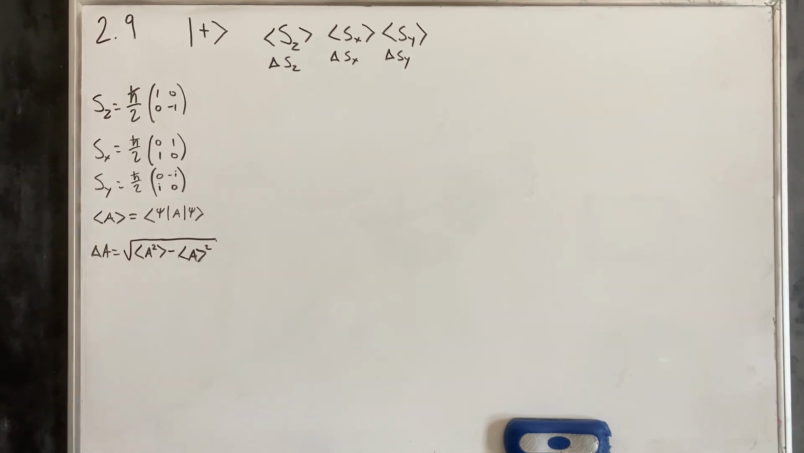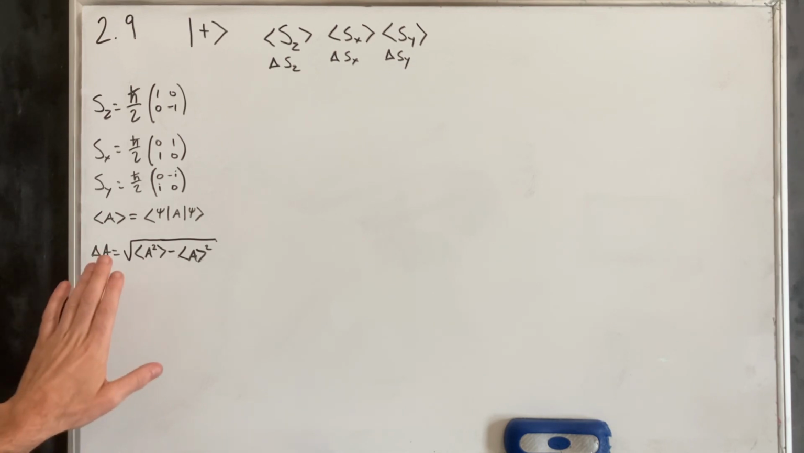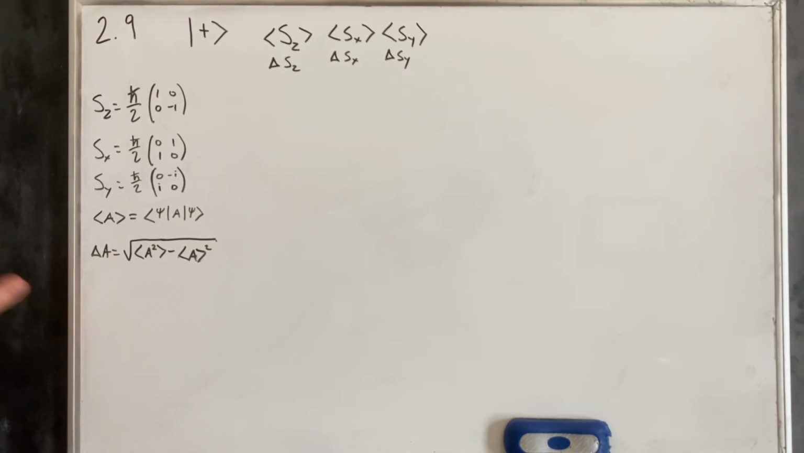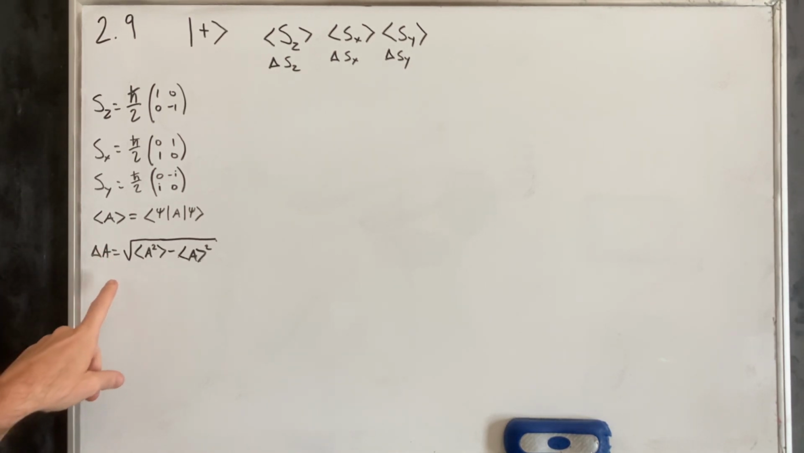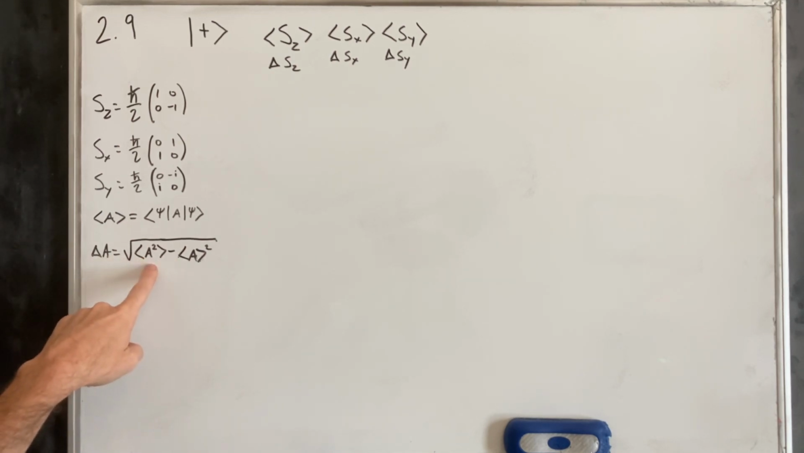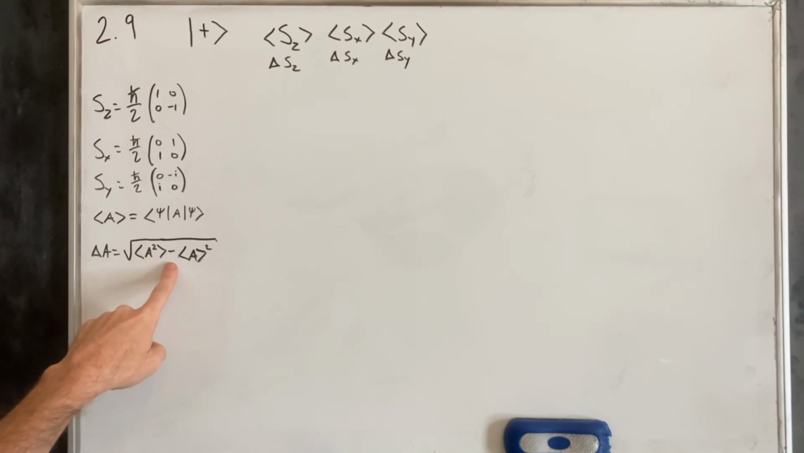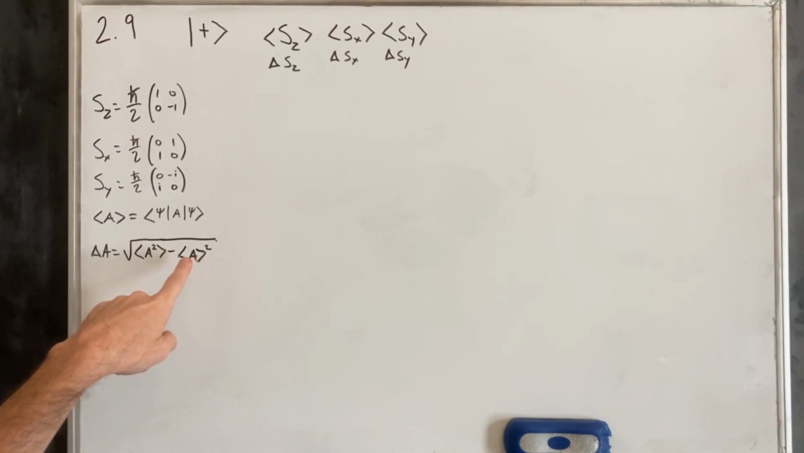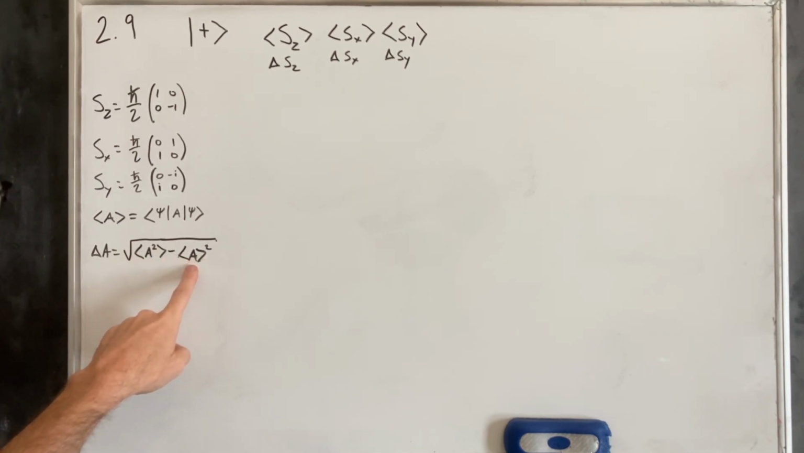To find the expectation value, we sandwich our operator in between the bra and ket of our state. And the uncertainty is going to be the standard deviation, or RMS deviation. It's going to be the square root of the expectation value of our operator squared, minus the expectation value of our operator, squared.